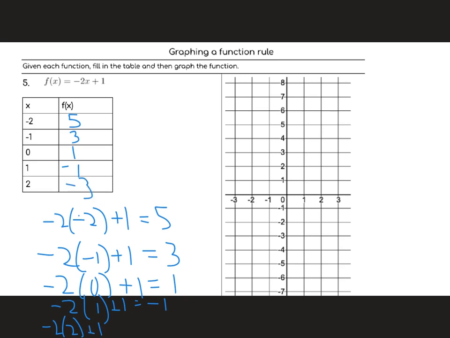Plot the points. -2, 5 is here. The x value is -2. The y value is 5. -1, 3. 0, 1. 1, -1. And then 2, -3. And connect the dots. Boop. Oh, I missed. That was a terrible one. Let's try again. Boop. That's better. I missed a little bit, but we'll pretend. Let's make the dots bigger. There we go.